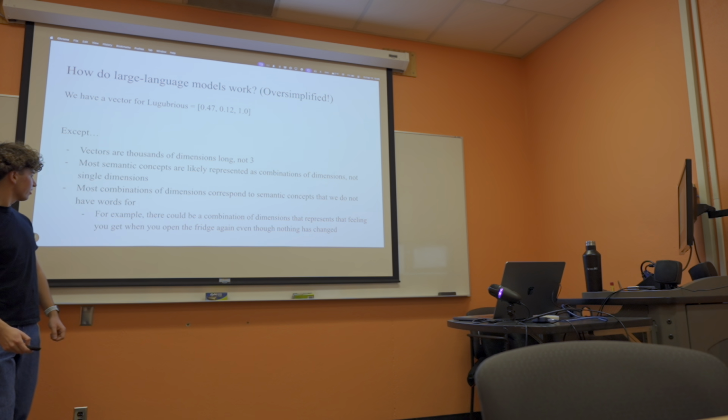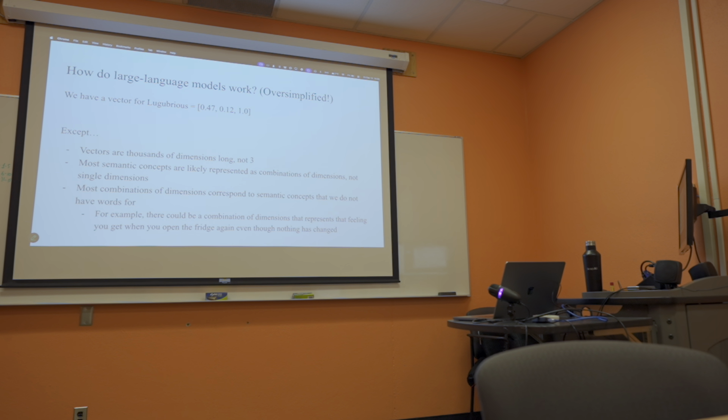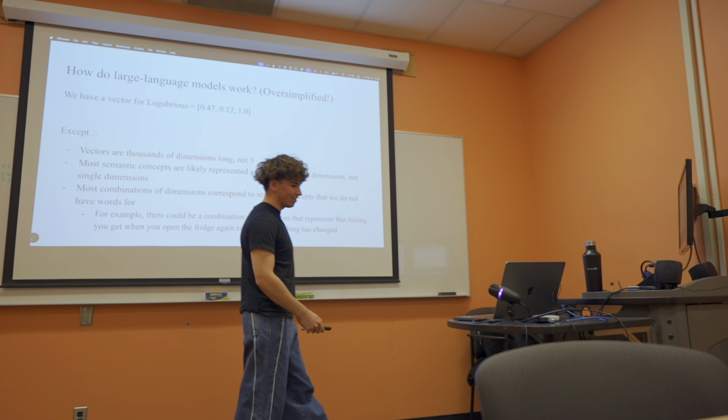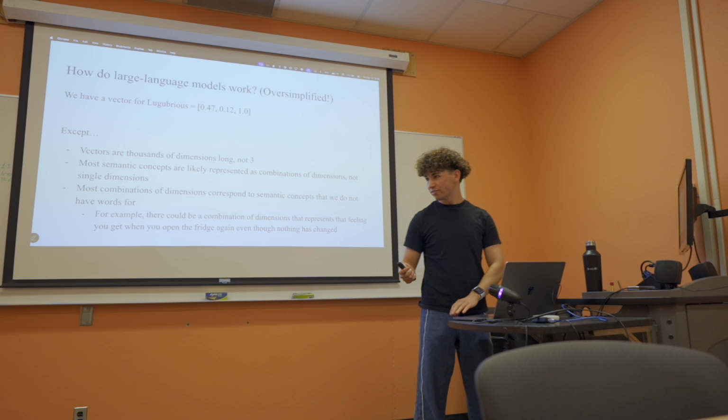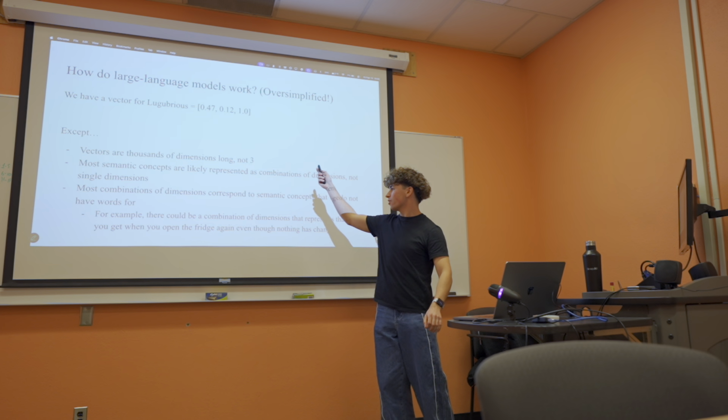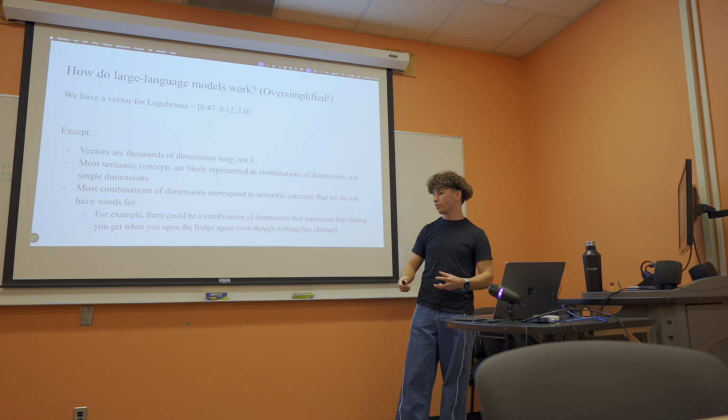For example, there could be a dimension that represents the feeling you get when you open the fridge again, even if nothing has changed. So it's just like English lugubriousness, basically, where you open the fridge and nothing has changed. So again, imagine this example, but much longer and much more complex because of the combinations of dimensions.